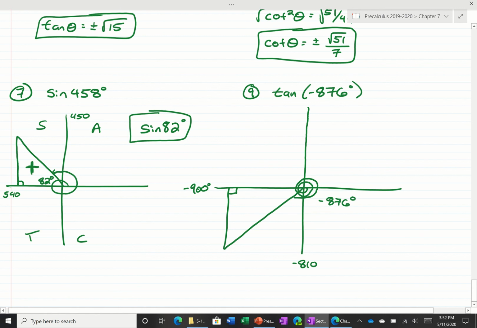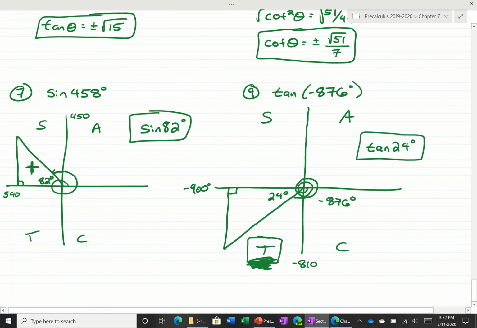And our reference angle would be, to go from 876 to 900 is 24 degrees. And if all students take calculus, we see that tangent would be positive in this quadrant. So the tangent of negative 876 is positive. So when we go to write it in quadrant 1, we're going to leave it positive. If it was anything other than tangent or cotangent, we would have to put a negative in front because the only trig functions that are positive in quadrant 3 are tangent and cotangent.